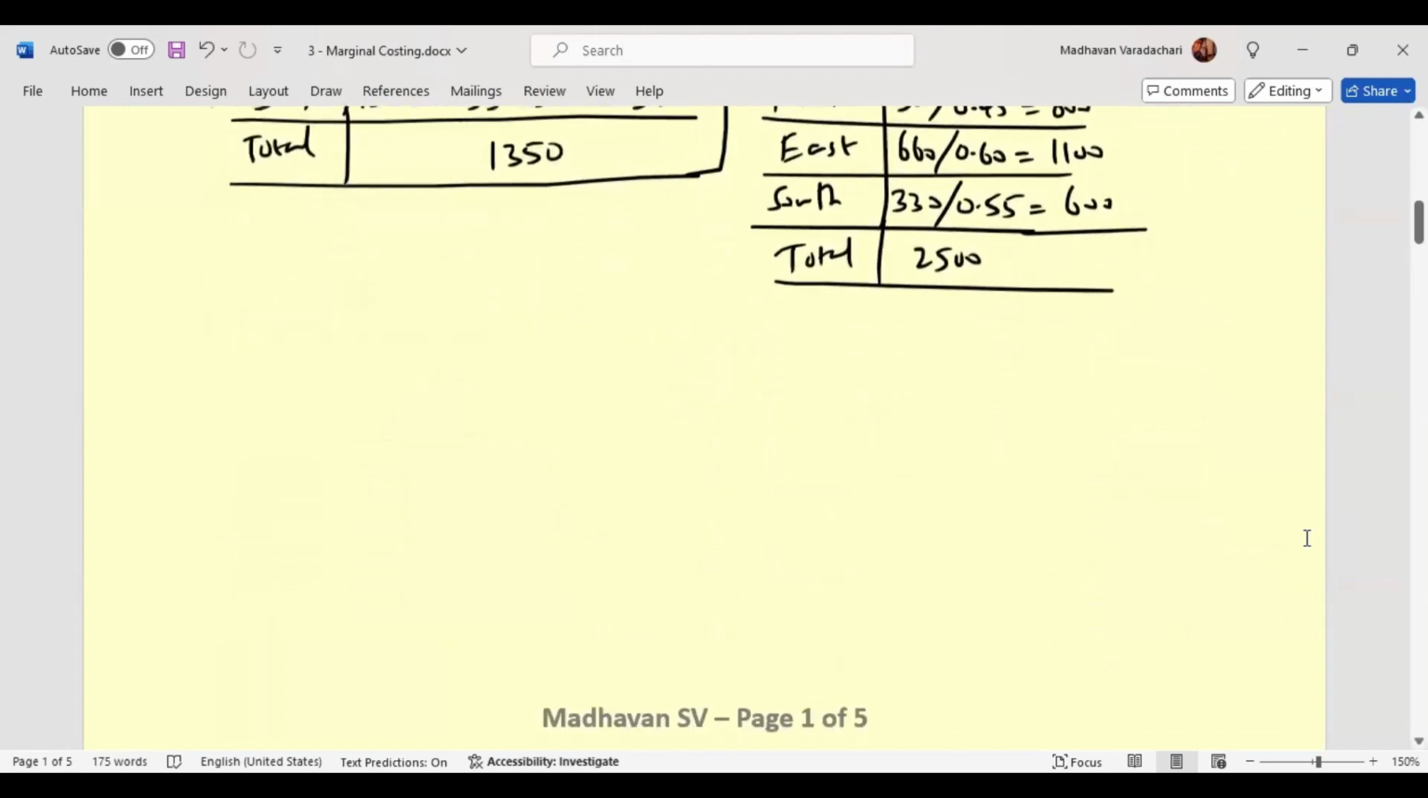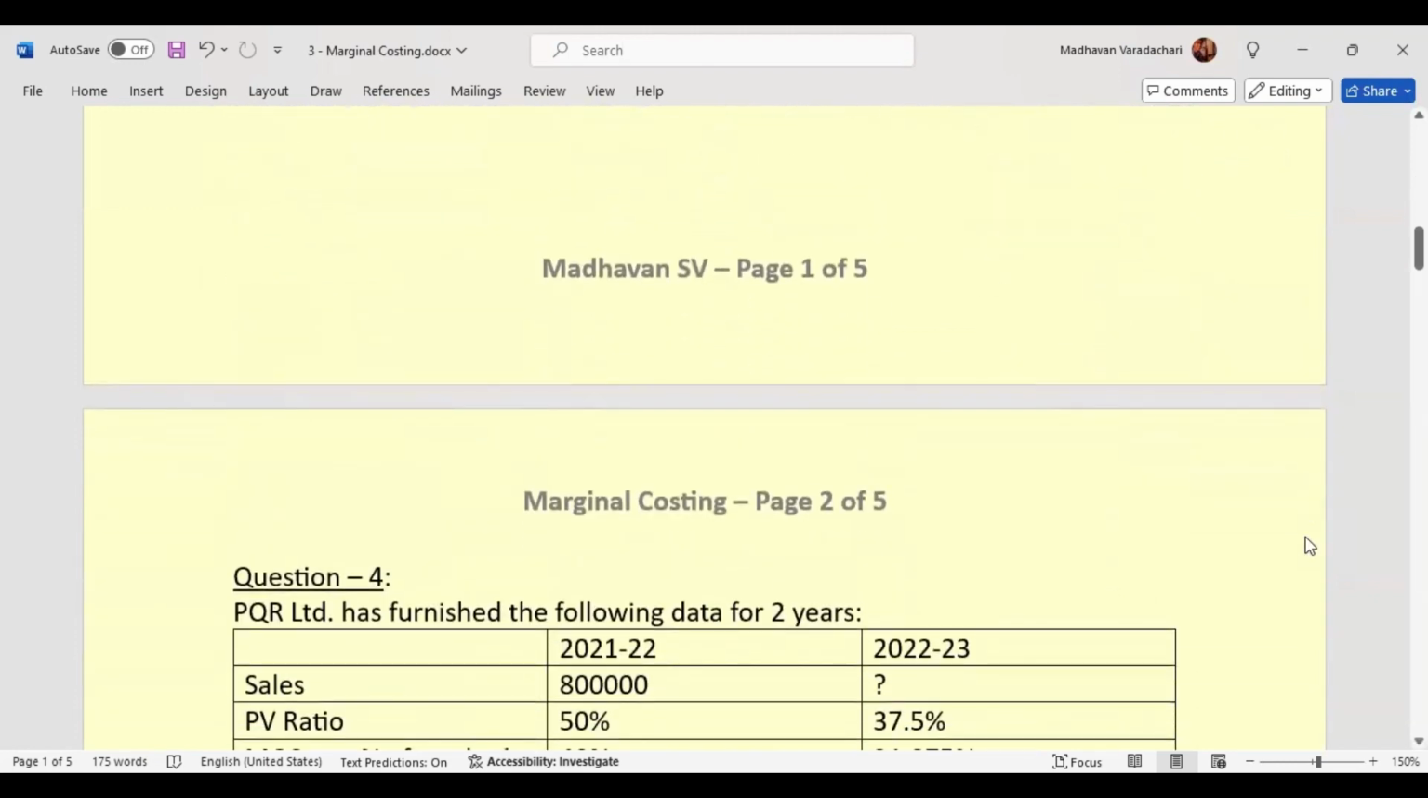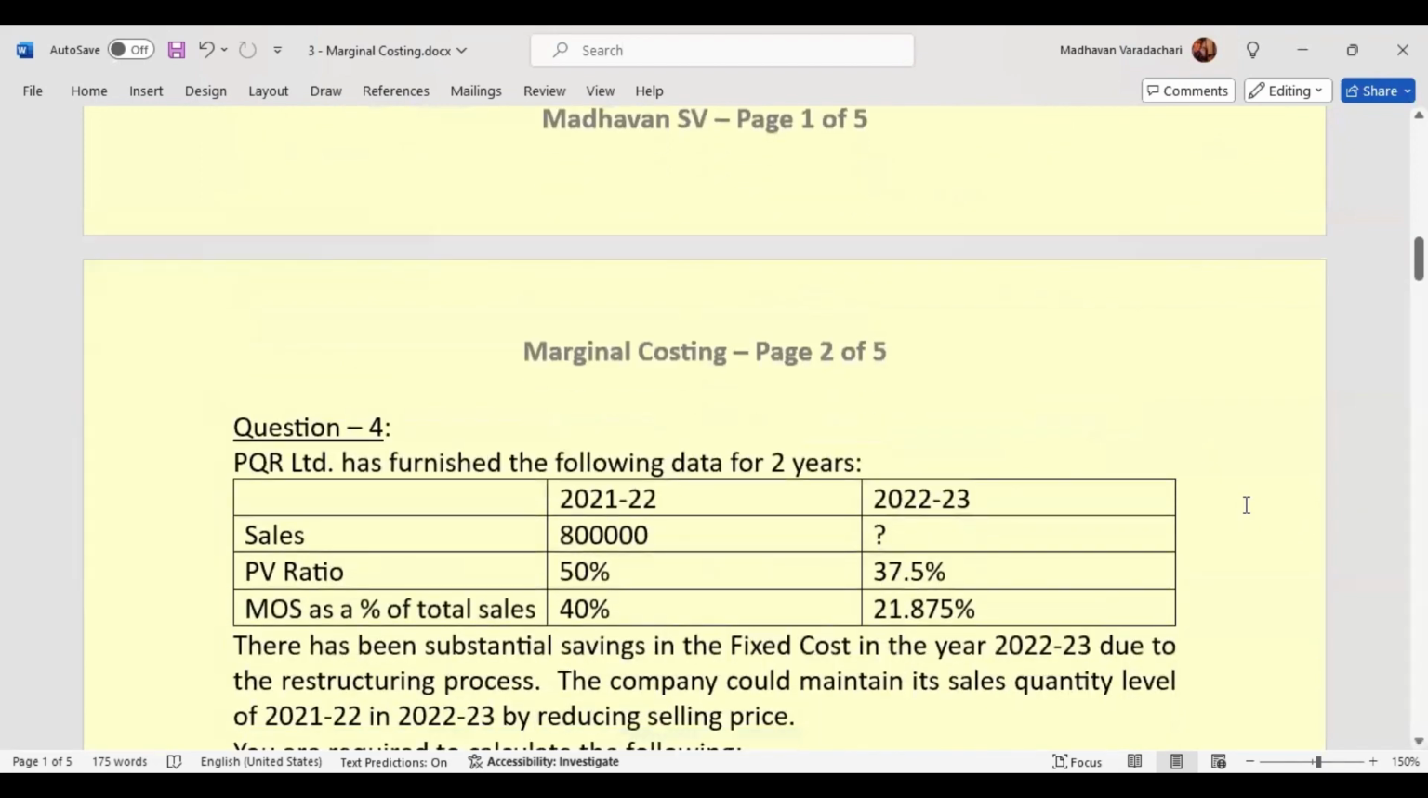Let us move on to the next question. PQR Limited has furnished the following data for 2 years. Sales, PV ratio and margin of safety as a percentage of total sales are given for both the years 2021-22 and 2022-23. Sales here is given as 8 lakhs, 50% is the PV ratio, MOS is 40%. Here we need to find out the sales for 2022-23. PV ratio is given as 37.5% and MOS as a percentage of total sales is given as 21.875%.